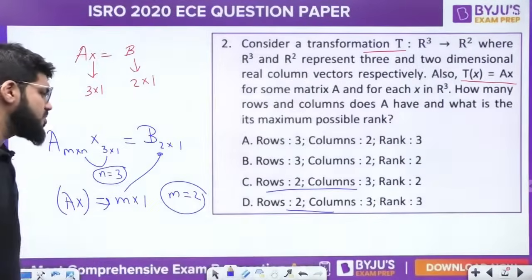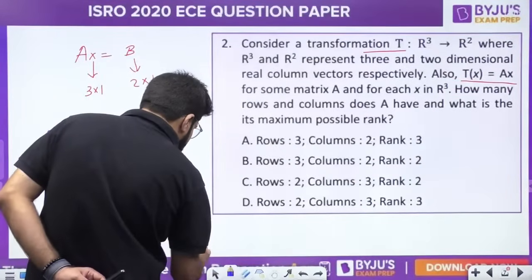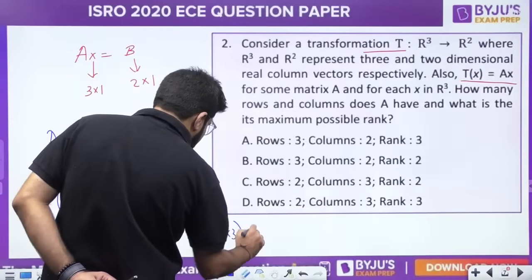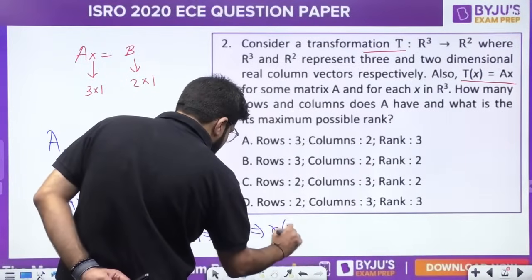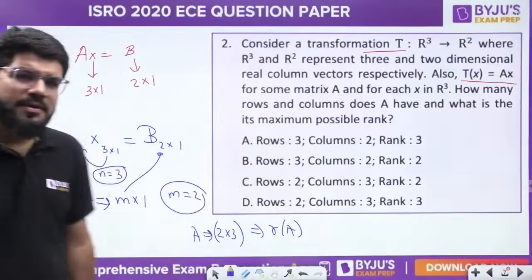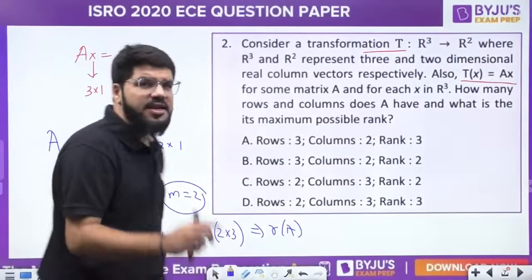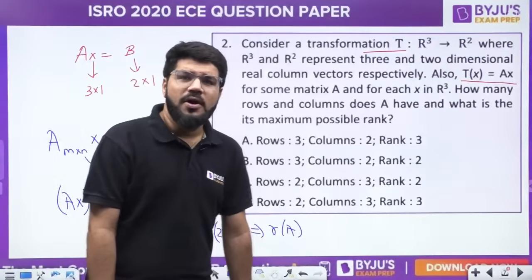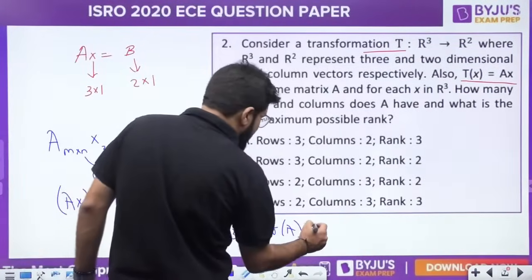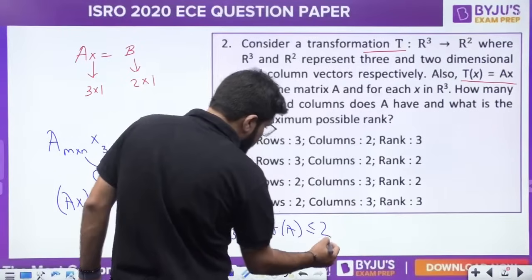So what is the maximum possible rank? A is a 2 cross 3 matrix. So the largest possible minor is of size 2. Can you make a minor of size 3? Not possible. To make a minor of size 3, you should have 3 rows and 3 columns. So the maximum possible minor here will be 2 cross 2. So rank of A, maximum can be 2, or it can be less than 2.